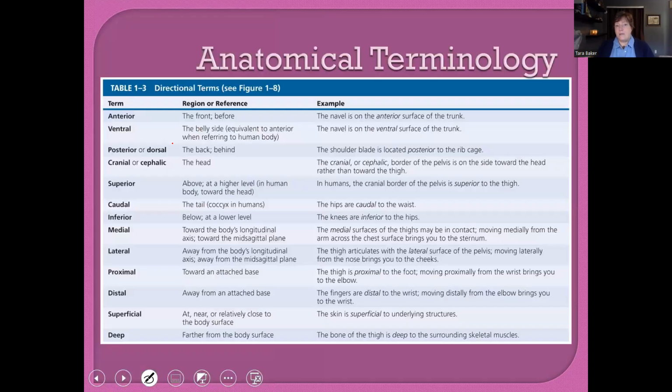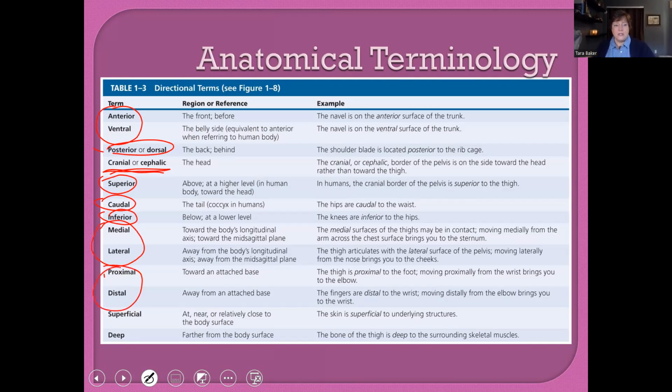Here are the words in a table format for you to learn. So we have anterior, ventral, posterior, dorsal. Cranial is going to be towards the head. Superior is going to be above. Caudal means towards the tail, so towards your buttocks. Inferior is going to be the lower part of the body. Then we have medial and lateral, proximal and distal.